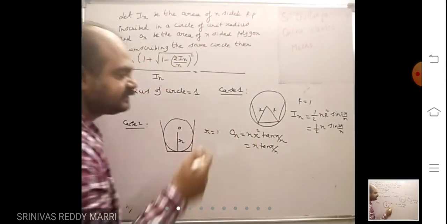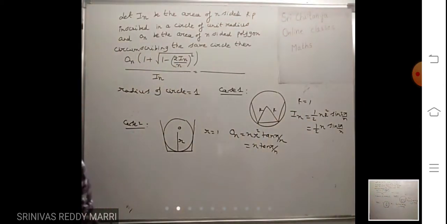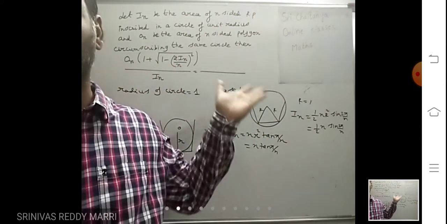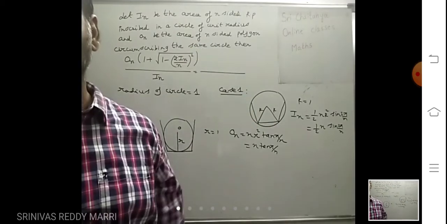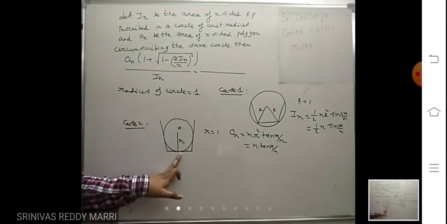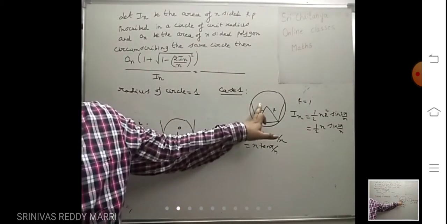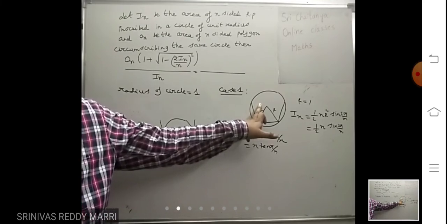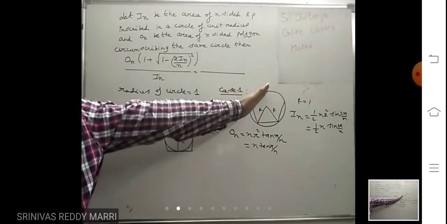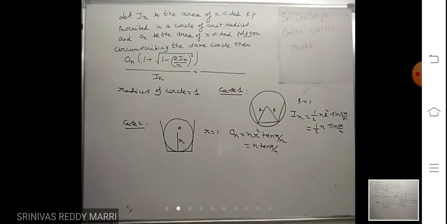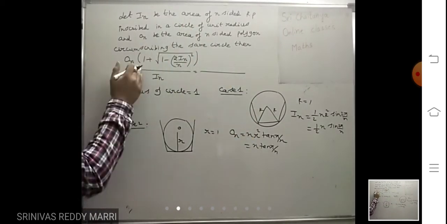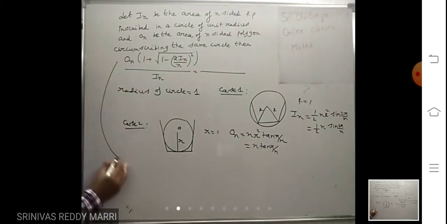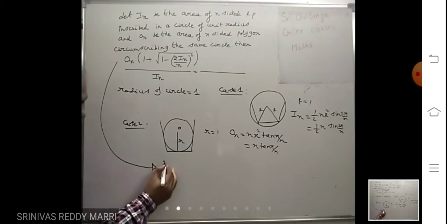This area and this area will be different. If both were of the same area, how would he give the problem? That means the length of the side here and here will be different, polygons with the same number of sides. If it is 5, then 5 like that. So IN you got, ON you got. What he is asking is to take this and substitute ON and IN.